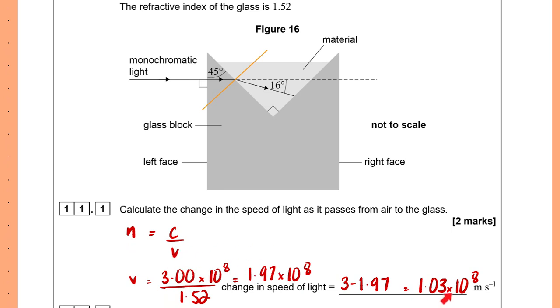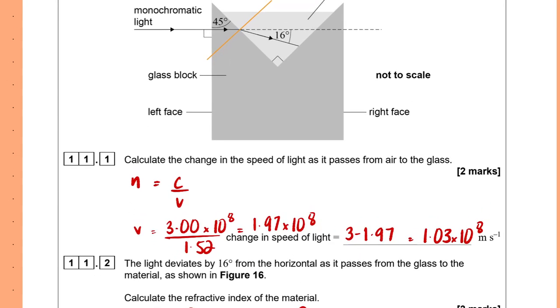The light deviates by 16 degrees from the horizontal as it passes from glass to the material as shown. Calculate the refractive index. So the formula is n1 sine theta 1 equals n2 sine theta 2. Now just to have a look at what my angle of refraction and incidence are really going to be.